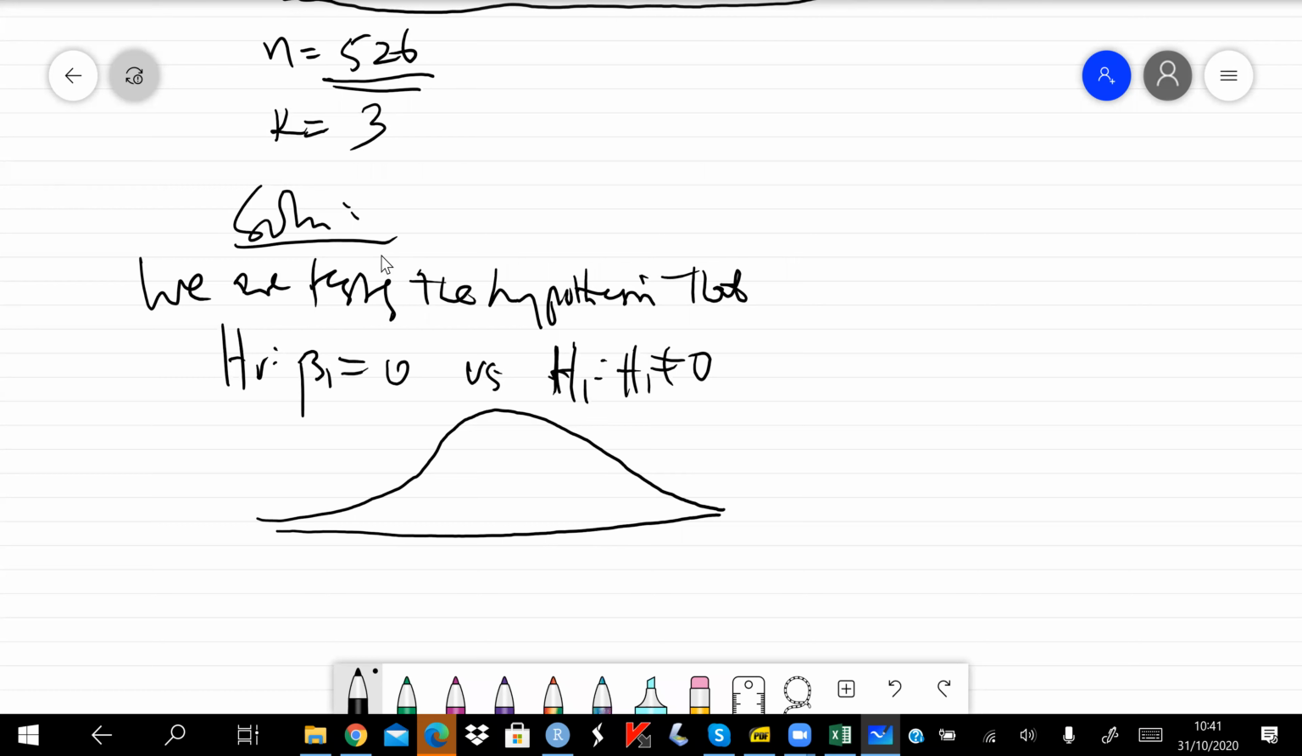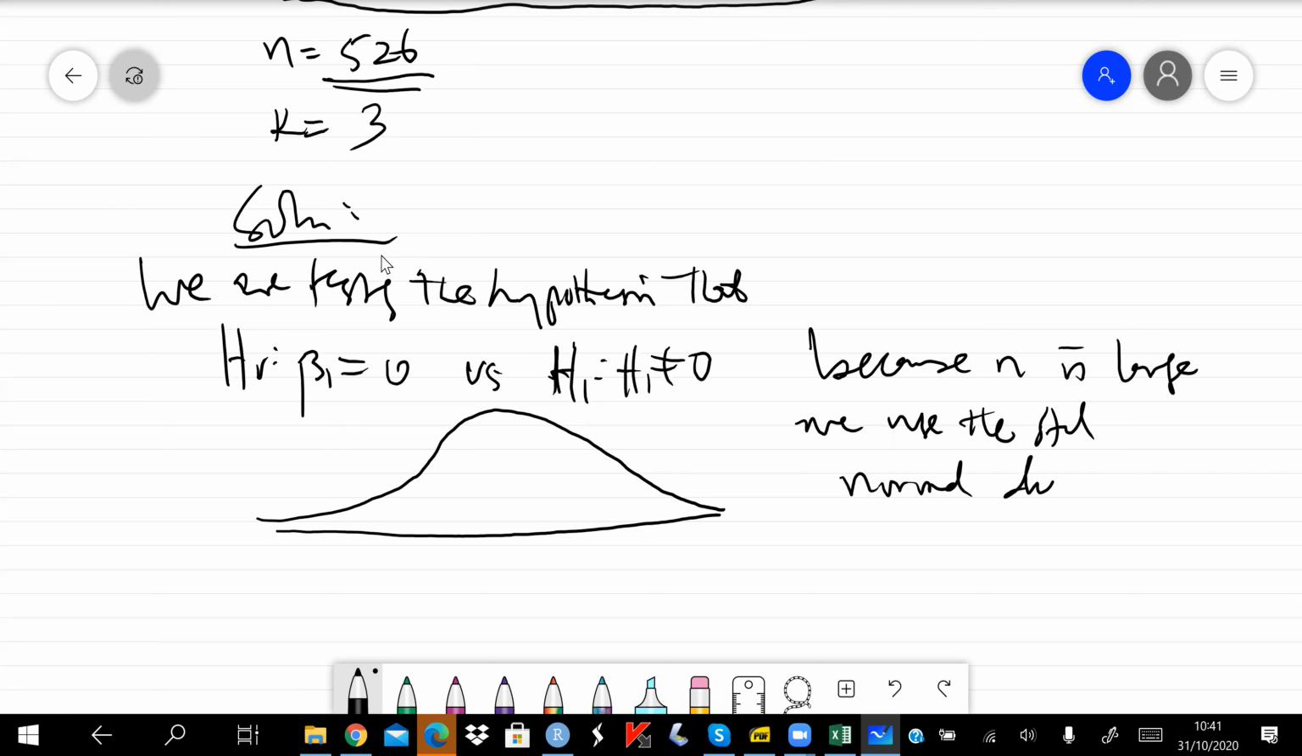So this calls for a two-tailed test. And because n is large, please note that because n is large, we use the standard normal distribution. When n is bigger than 30, you use the standard normal distribution to obtain your statistics here. And alpha is 5%. So we're going to have our values here.